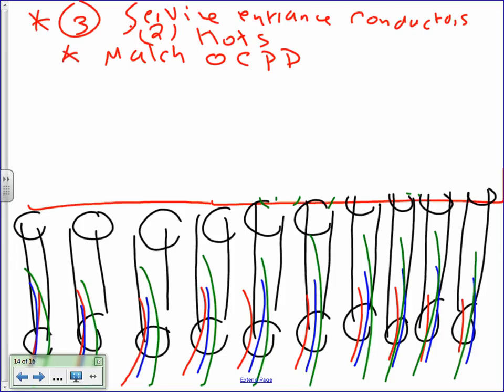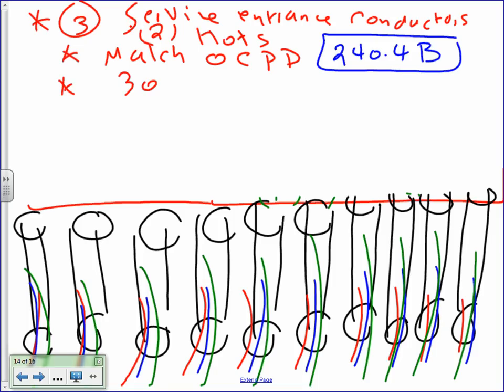If it's over 800 amp, your reference will be 240.4 B. Can you guys write your reference here? 240.4 B. It says if your overcurrent protection device is above 800, then you have to match the overcurrent protection device with the conductors. So what's the size of the overcurrent protection device that I have? I have 3,000 amp.